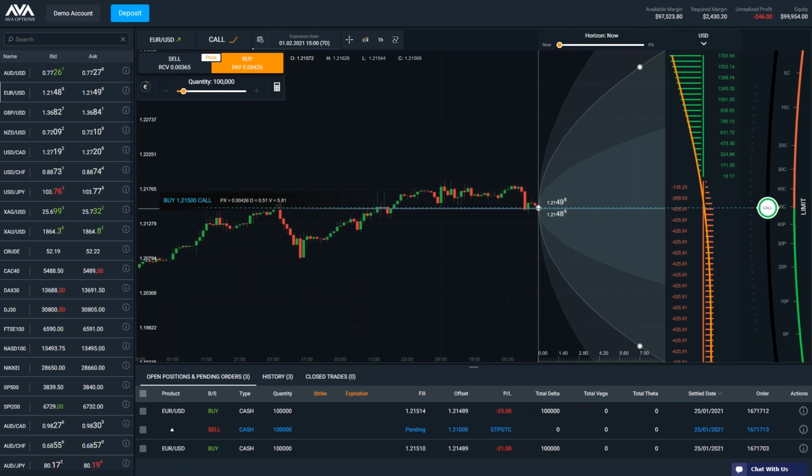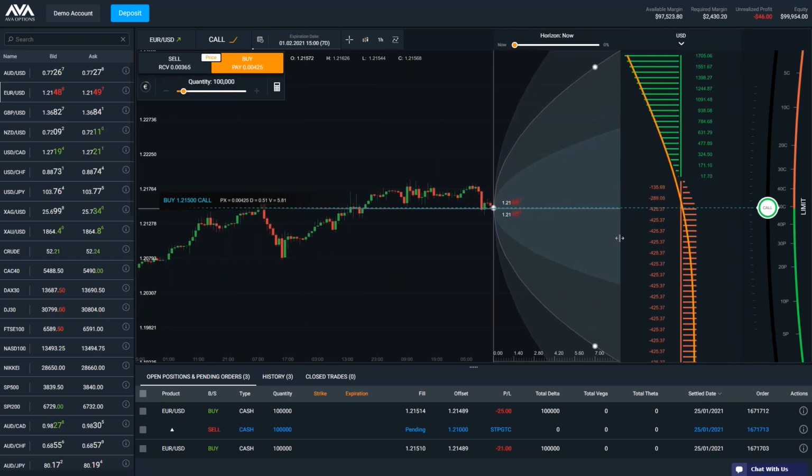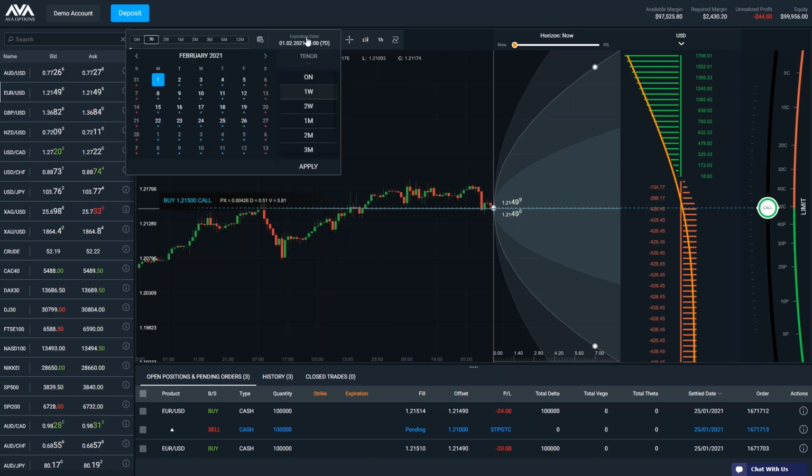Now we have introduced one new element to the screen. We still have here the history, where the market has been for the past week, because by default, this is a 1 week option. You can see up here, the expiration date is 1 week. You can trade options on this platform from 1 day to 1 year.